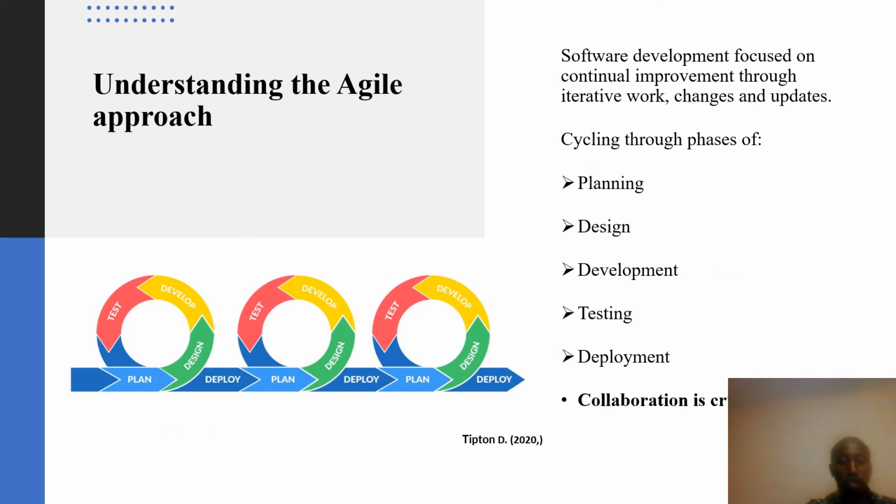How to understand the Agile methodology. Agile methodology is an approach to project management focused on continual improvement through iterative work, changes, and updates. The cycle of Agile methodology is based on different phases. The first step is planning. At this stage, everyone should have a clear picture of the scope of the project, budget, resources, and deadline. The second is the design. There are two ways to approach the design: the visual design and the architectural structure of the software design.